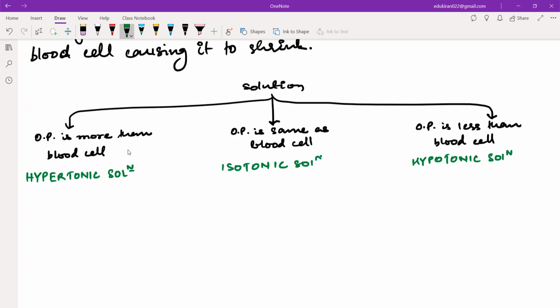If it is the same as blood cell, then it is going to be an isotonic solution. Right? See, hypertonic solution, if you inject it intravenously, that means in the veins, it's hypertonic, that means osmotic pressure is more, the concentration will be more, right? So what will happen? Tell me, guys. If it is hypertonic, what will happen? The cell will shrink. Blood cell will shrink.